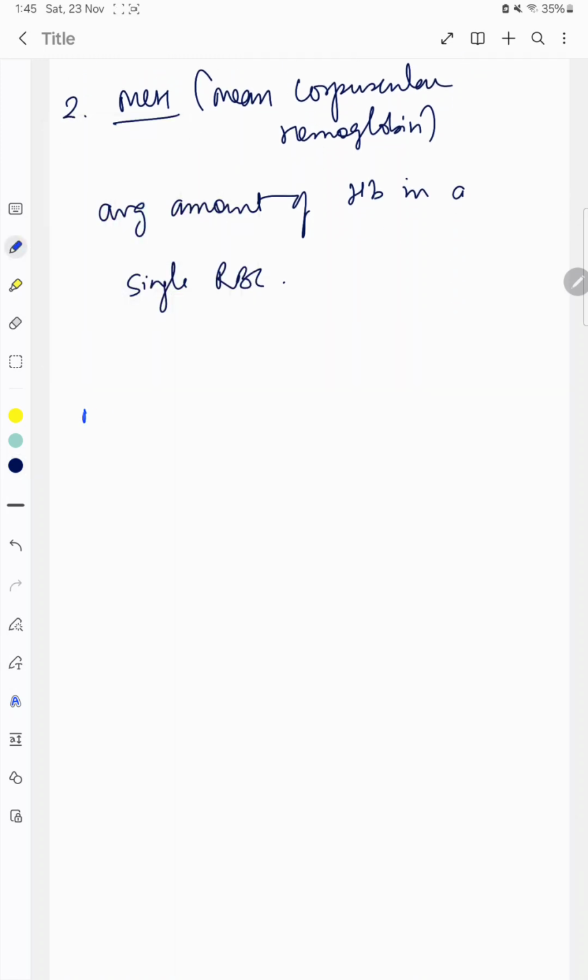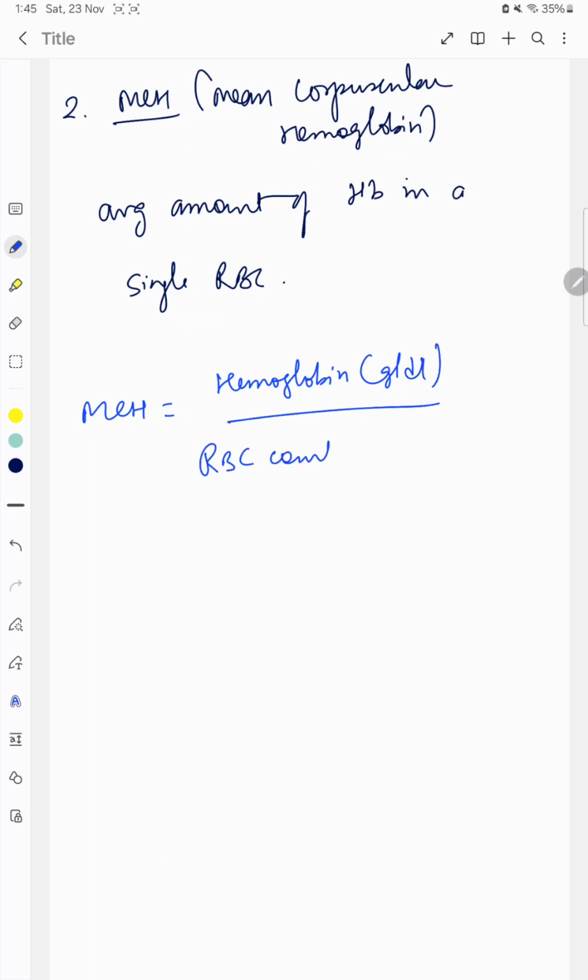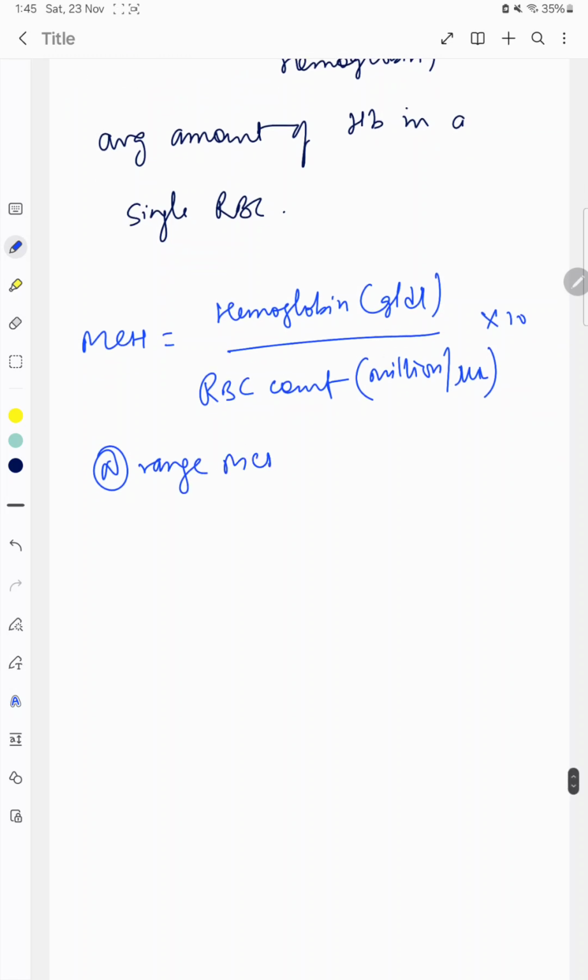So how do we calculate MCH? MCH is calculated by hemoglobin in gram per deciliter divided by RBC count in million per microliter or cubic mm, into 10. The normal range for MCH is 27 to 32 picograms.